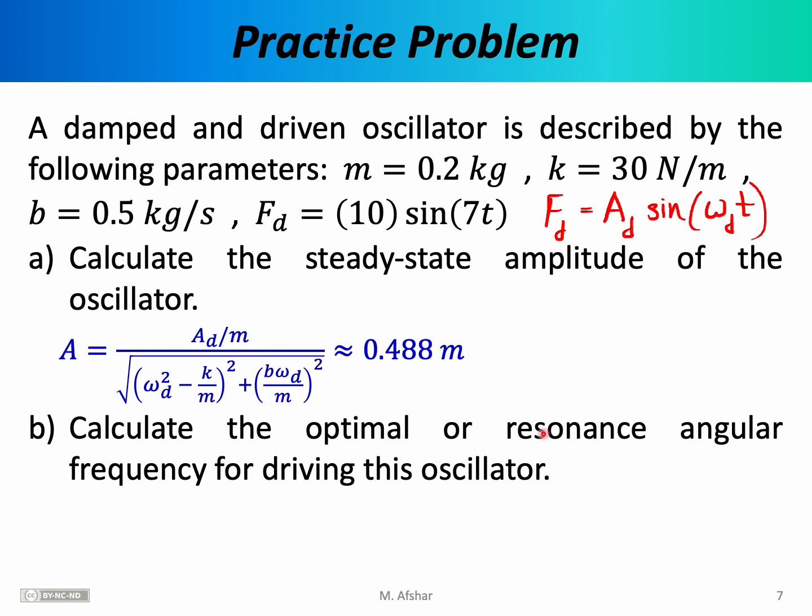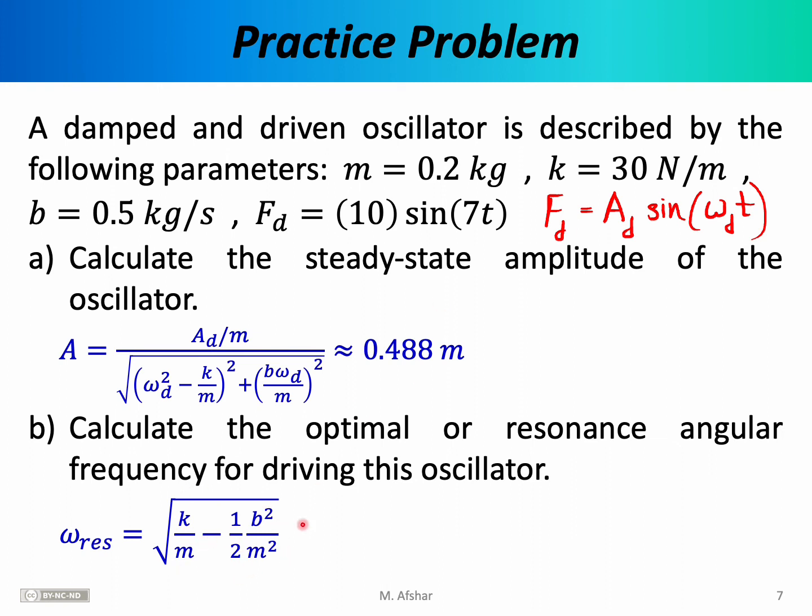Can I change the angular frequency so that the amplitudes are larger? To answer that question, we have to find what the optimal frequency or the resonance frequency is. We have a formula for that. This optimal frequency is known as the resonance frequency, so I'm going to denote it as omega sub res. And it's given by the square root of k over m minus 1/2 b squared over m squared.